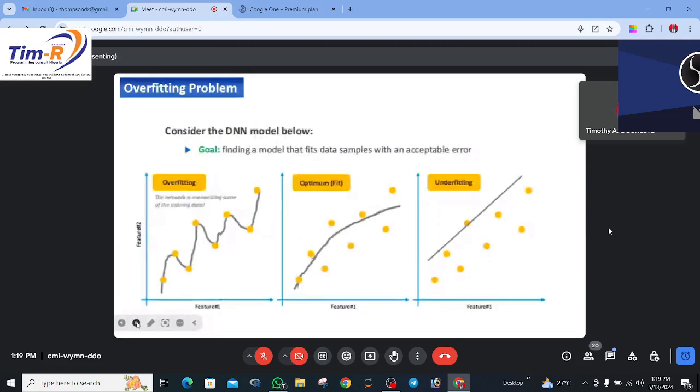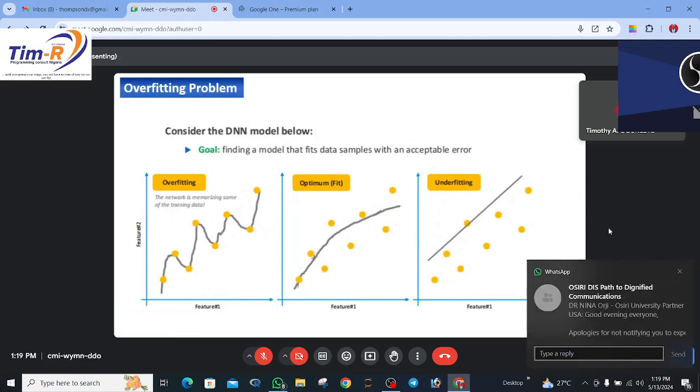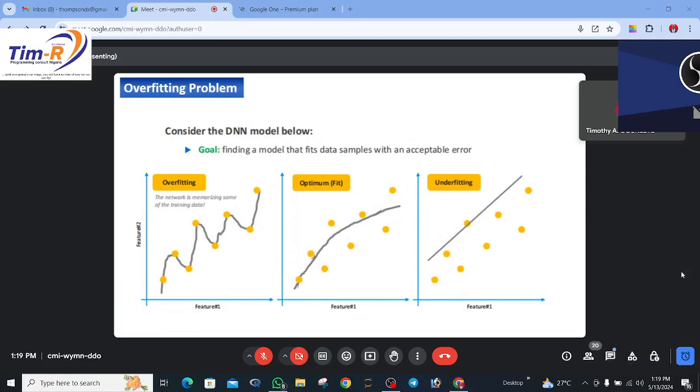So this is what is acceptable in reality. When we are talking about the acceptable error, this one overfits. The network is memorizing some of the training data. But in this case, the model is trying to generalize and understand the underlying pattern, so that it can generalize on unseen data.